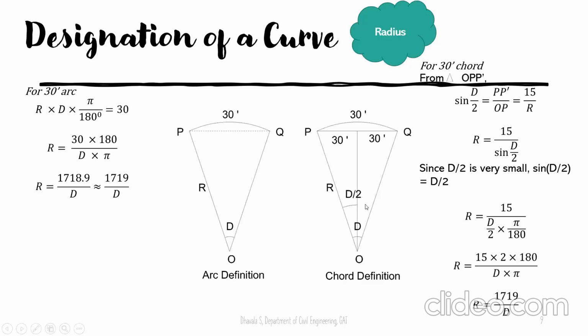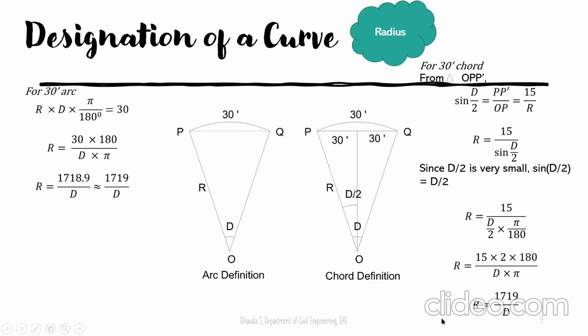Since d by 2 is very small, sine of d by 2 can be taken as directly d by 2. Hence the equation gets reduced to R is equal to 15 divided by d by 2. Converting it into radians, it becomes d by 2 into pi divided by 180. On substitution, the entire equation gets reduced to R is equal to 1719 divided by d.